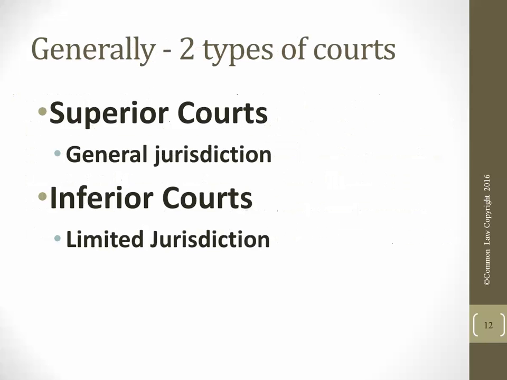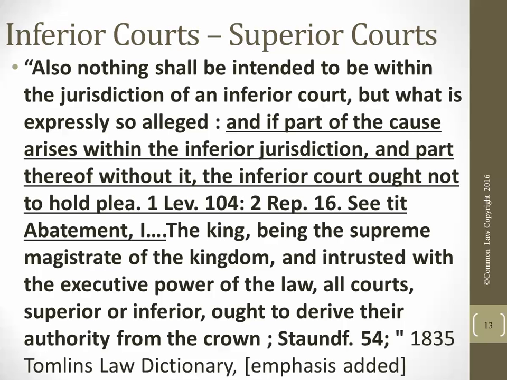It's admiralty. There's two general types of courts. There's superior courts of general jurisdiction and inferior courts of limited jurisdiction. And how do you tell which one is which? This is a cite taken from 1835 Law Dictionary, Tomlin's Law Dictionary again. And also nothing shall be intended to be within the jurisdiction of an inferior court, but what is expressly so alleged, and if part of the cause arises within the inferior jurisdiction and part thereof without it, the inferior court ought not to hold the plea. And so, again, an inferior court is a court of limited jurisdiction. And if there's anything in that case that's not within the jurisdiction of the inferior court, they're not supposed to even listen to it. But they do all the time because they're kangaroo courts.